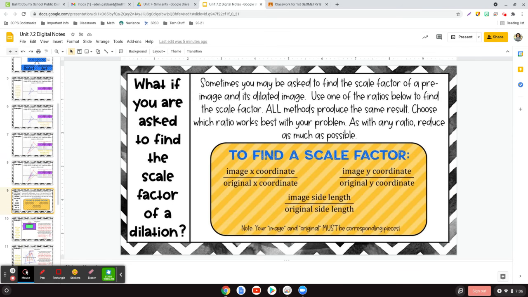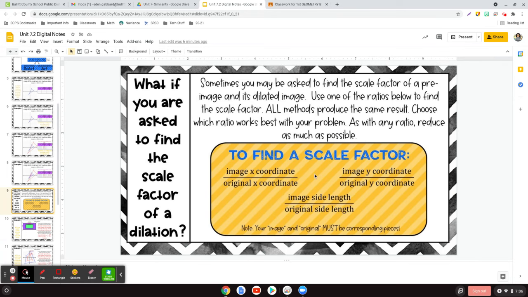So sometimes you may be asked to find the scale factor of a pre-image and its dilated image. And we're going to be able to do that by using ratios to find the scale factor. So we're going to choose which ratio works with the problem that we have. And with any ratio, we're going to reduce it as much as possible. So it's going to look like a fraction.